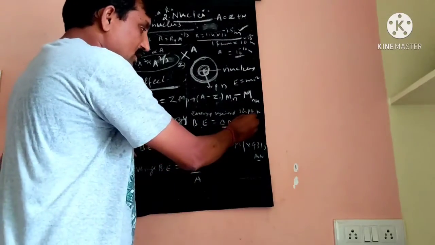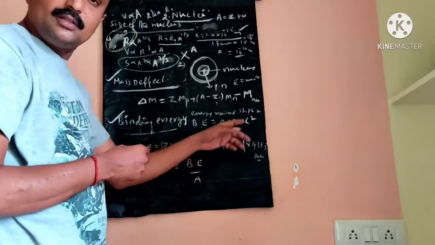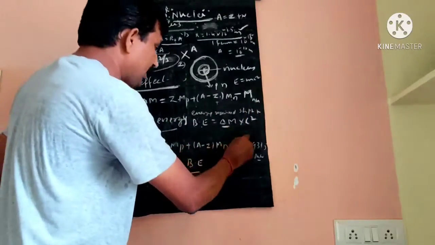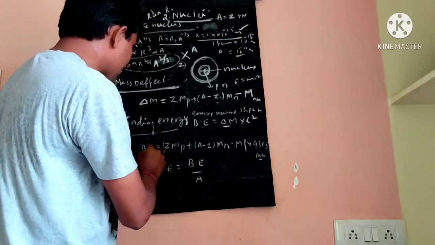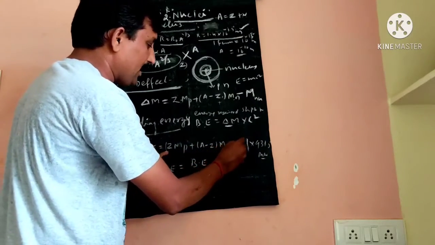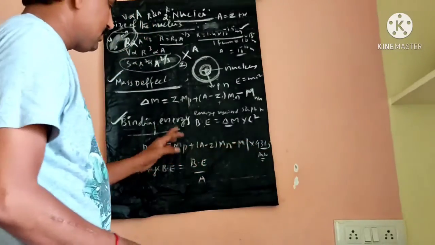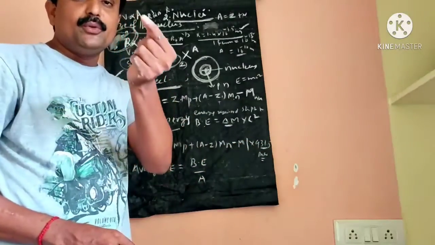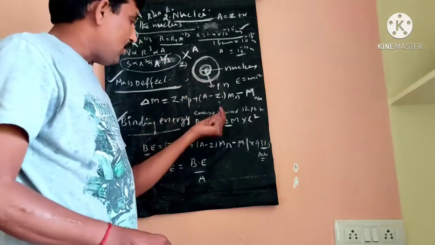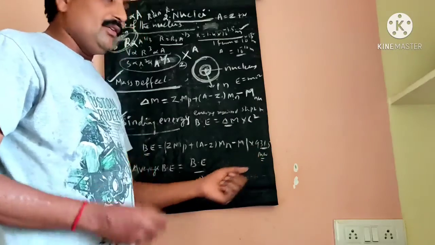So c squared, where c is the velocity of light. When we convert delta M into c squared, the binding energy is equal to [Z·Mp + (A−Z)·Mn − M] into 931.5 mega electron volts. So if you take 1 amu of mass, the binding energy is delta M into 931.5.